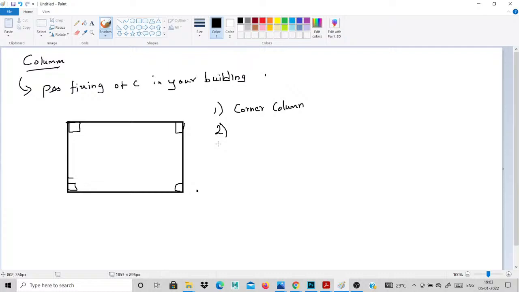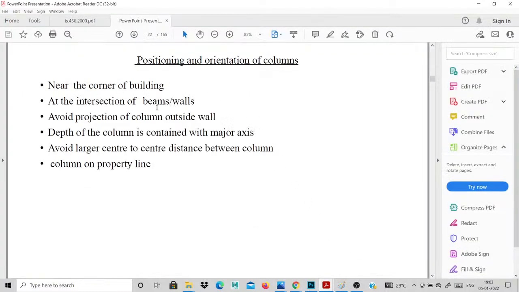Your plan is there. You provide a column at any corner of your buildings, compulsorily. The next step is the intersection of the walls. Avoid the projection of the column outside. The third one is to avoid the column projection.